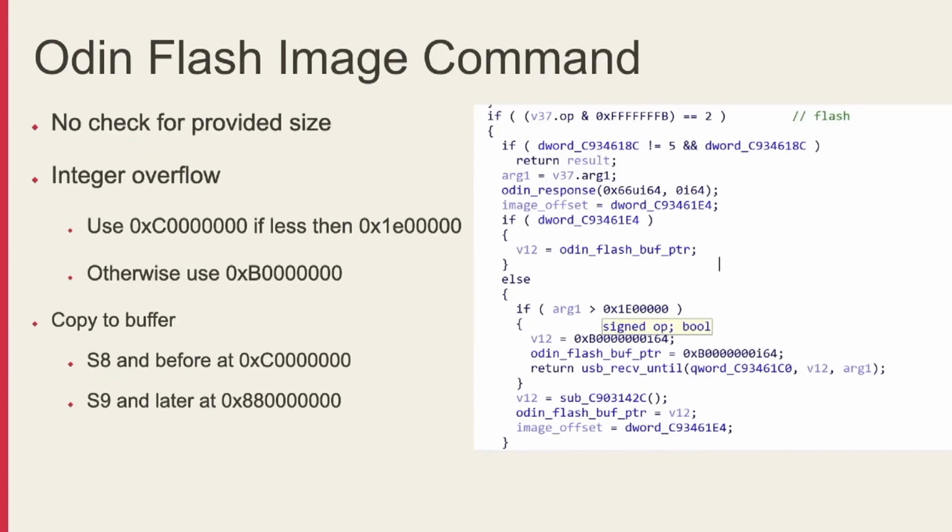In audit flash image command, the image size is provided by the user, and there is no check for it. Even if Odin decides the buffer location by the size, it has an integer overflow bug, so we can choose which buffer location we want.